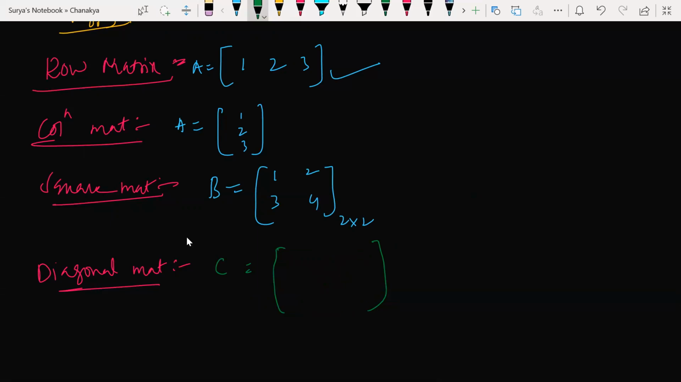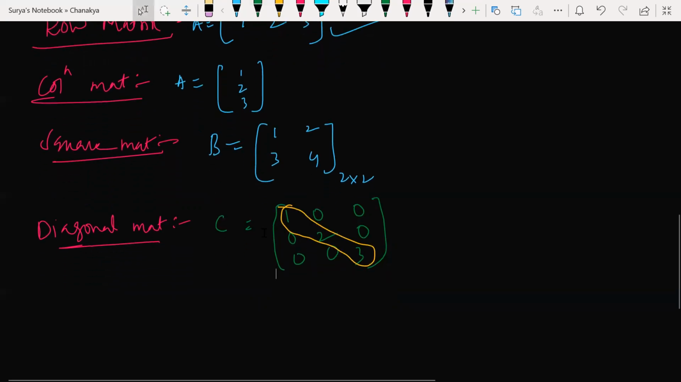Now look at it here. Having the elements only in diagonal position: 1, and the rest of the elements should be 0, then 2, 3, like this. You understood my point? Only these elements. If I have elements only in these positions, what is the position of 1 here? 1, 2, 3. What is the position of 1? A11. What is the position of 2? A22.